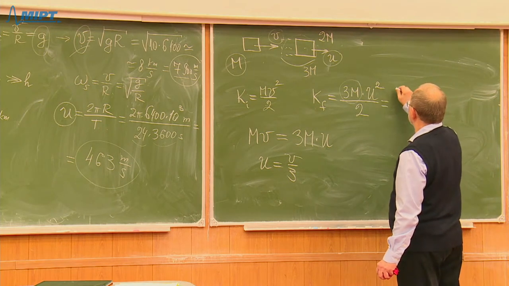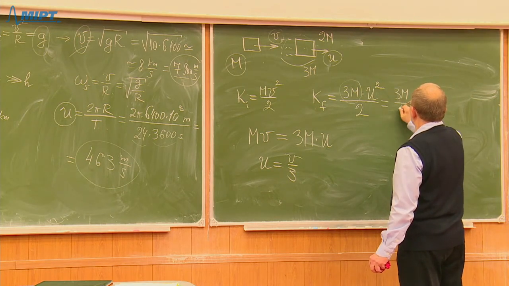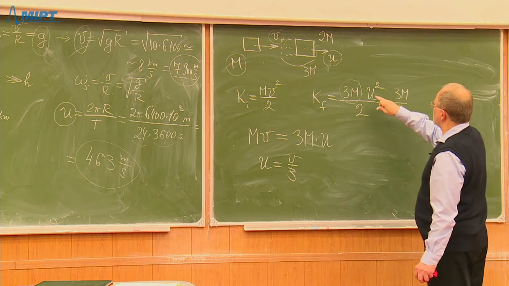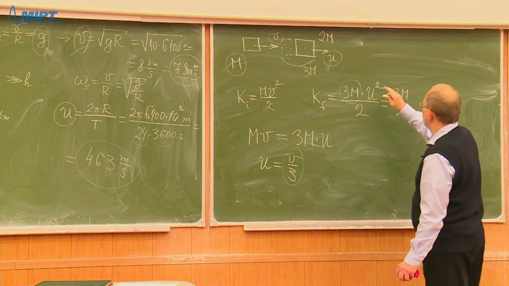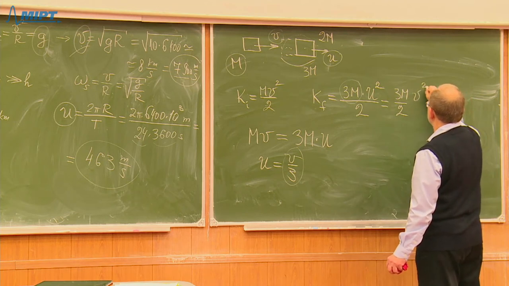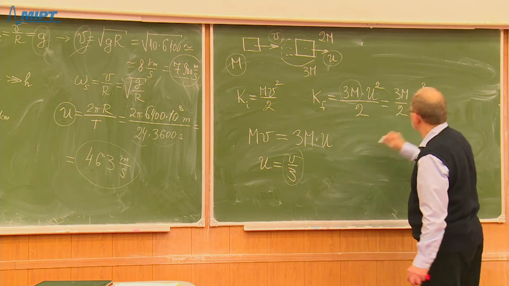So here we can calculate this expression using the final velocity as v divided by 3. So it will give us v squared divided by 3 squared, which is 9.